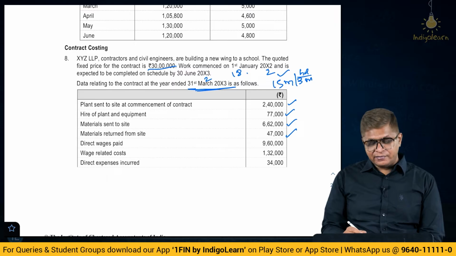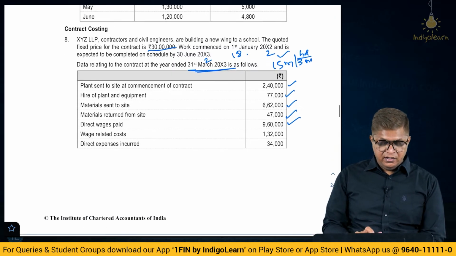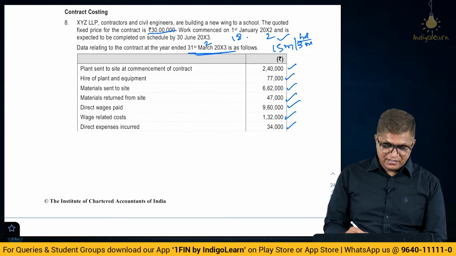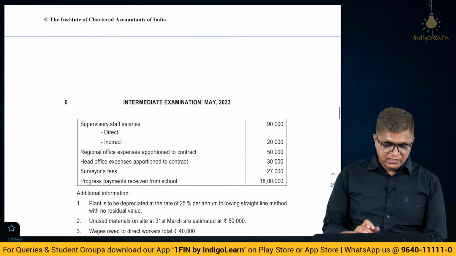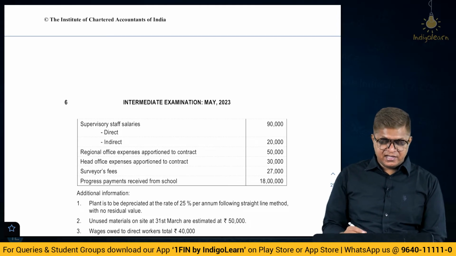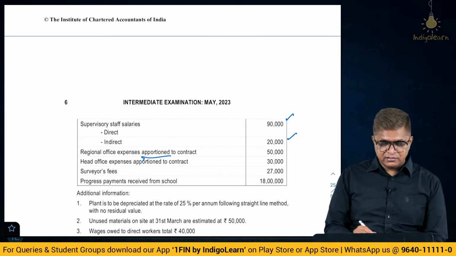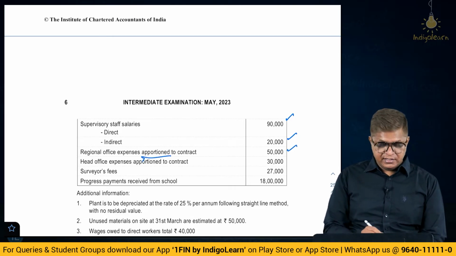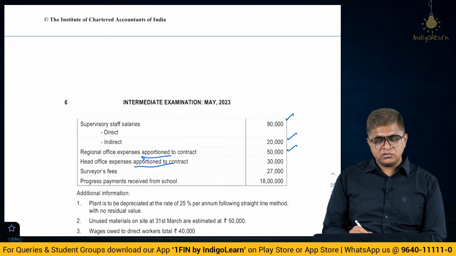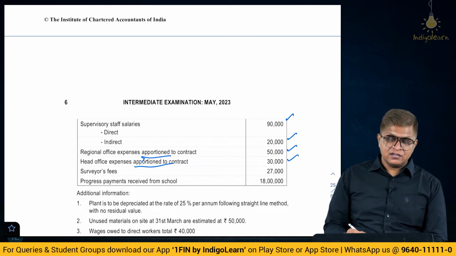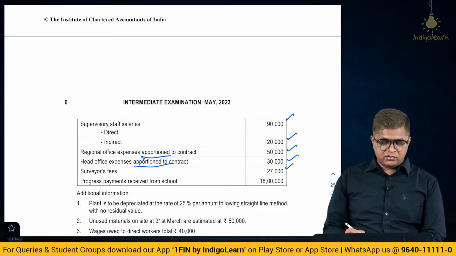Direct wages paid, debited to contract account. Wage related cost, debited to contract account. Direct expenses incurred, debited to contract account. Supervisory staff salaries, direct and indirect, debited to contract account. Regional office expenses apportioned to the contract, so debited to the contract account. Head office expenses apportioned to the contract, debited to contract account. Surveyor's fee, again debited to contract account.